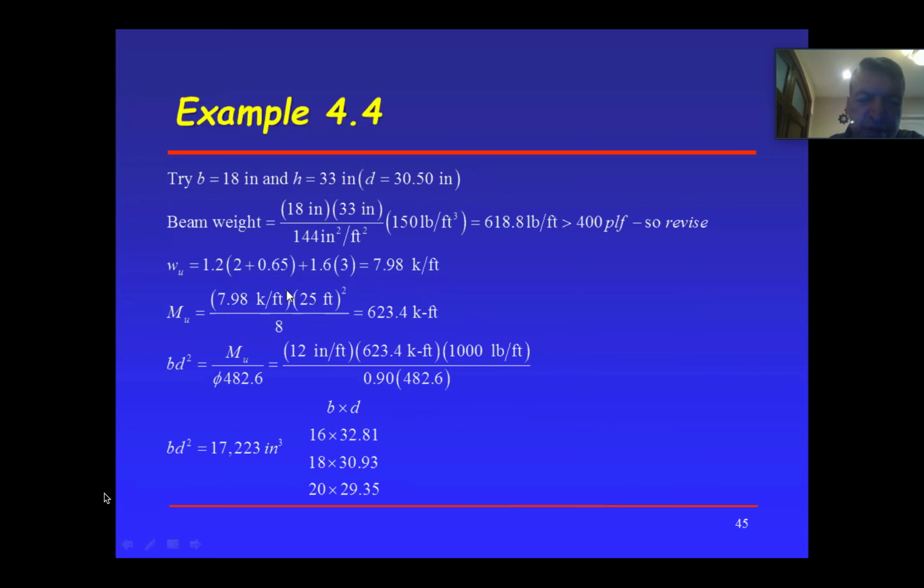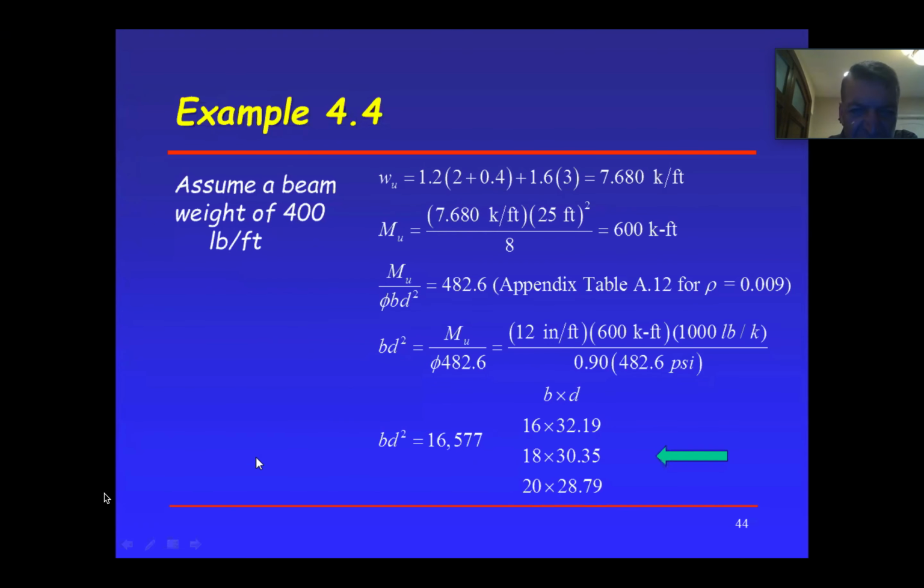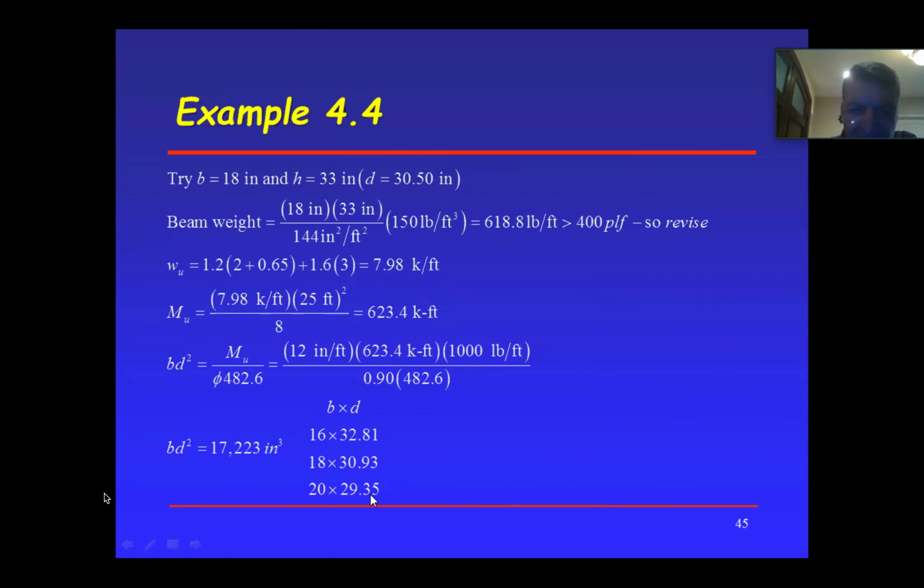I calculate MU over phi BD squared equal this. Same thing. I don't have to go back to the table because my rho was still the same, so the 482.6 didn't change. What changed is M. So you plug this M here and find BD squared equal this, 17,000. Notice that this was 16.5. So you solve for B and D, and then we're going to pick up the middle one.